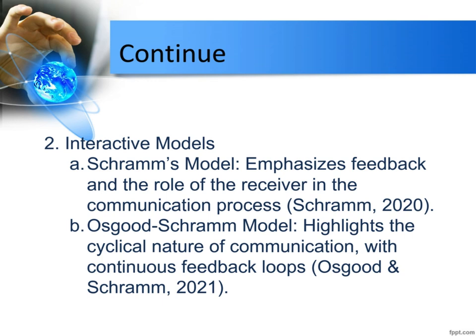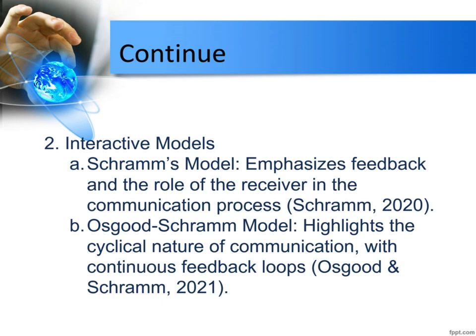For example, when someone speaks and the listener replies or asks a question, feedback helps confirm understanding. Another related model is the Osgood-Schramm model. This model views communication as a continuous and cyclical process. In this model, people take turns being the sender and the receiver. Messages are constantly sent, received, and responded to through ongoing feedback loops.